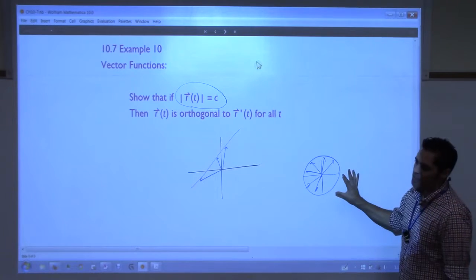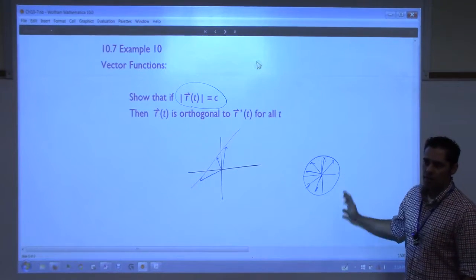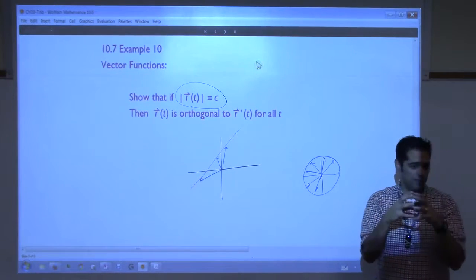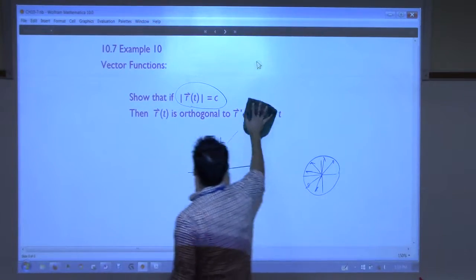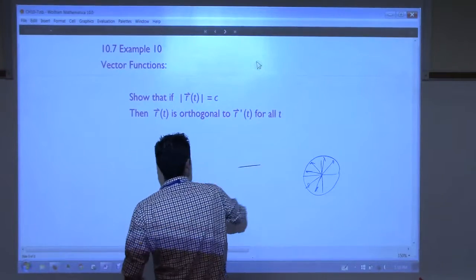So in 2D, it has to be a circle. But in 3D, it can be any curve that lives on a sphere. We want to show that the vector function is orthogonal to its own derivative.